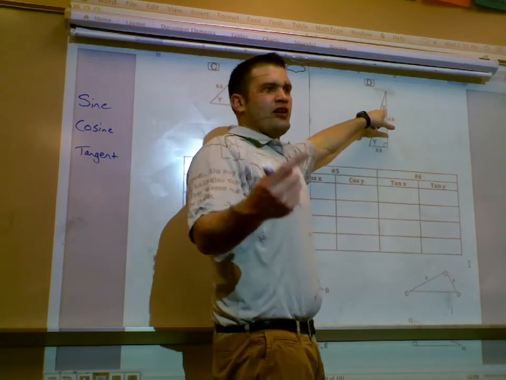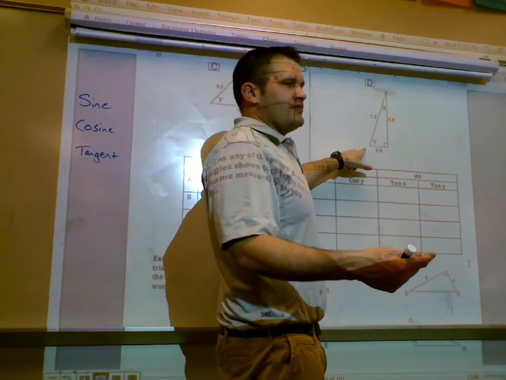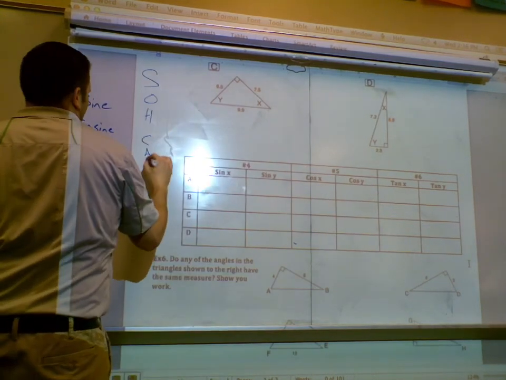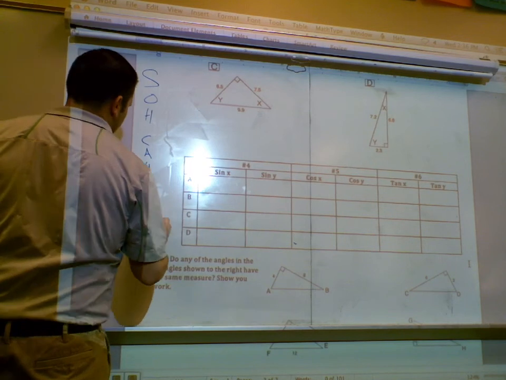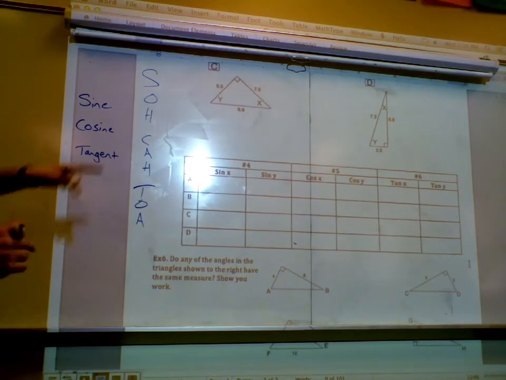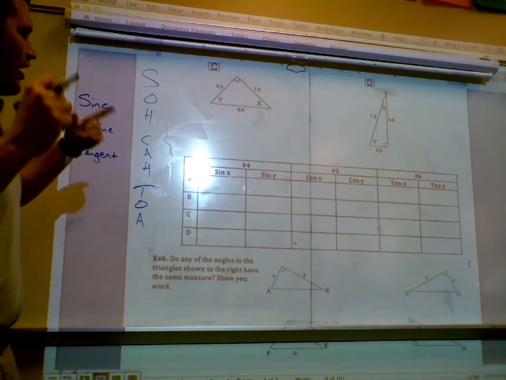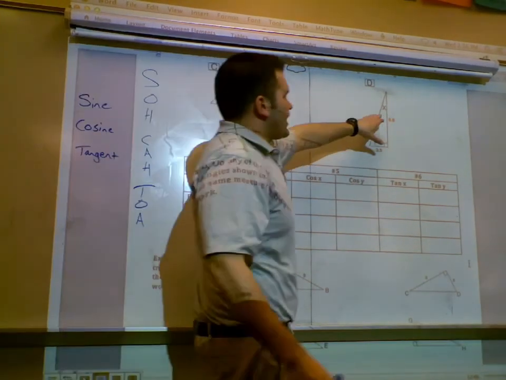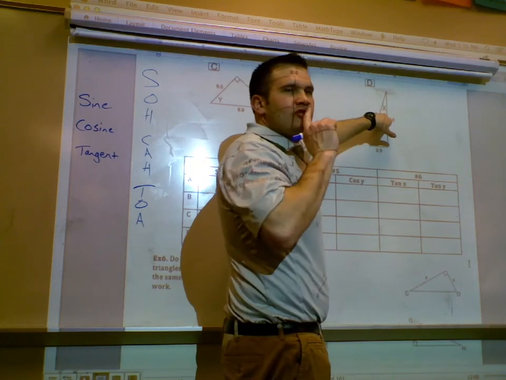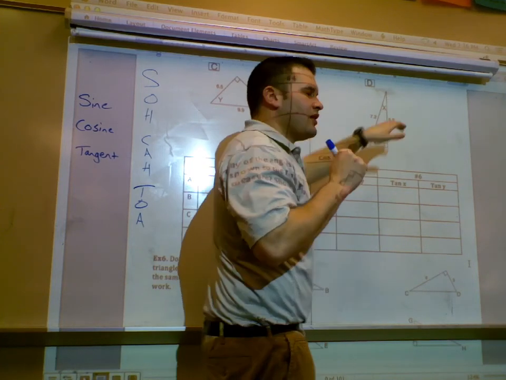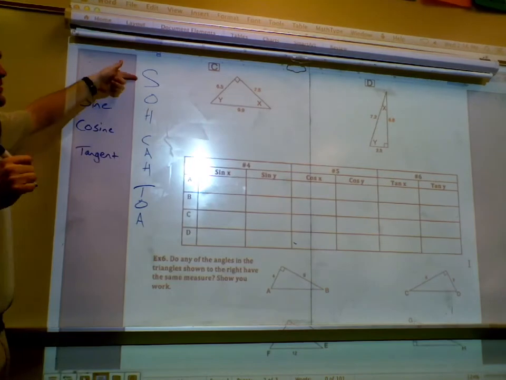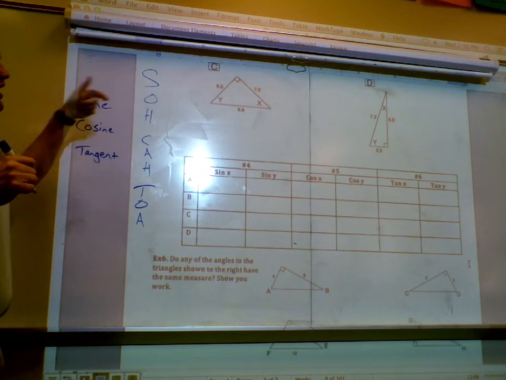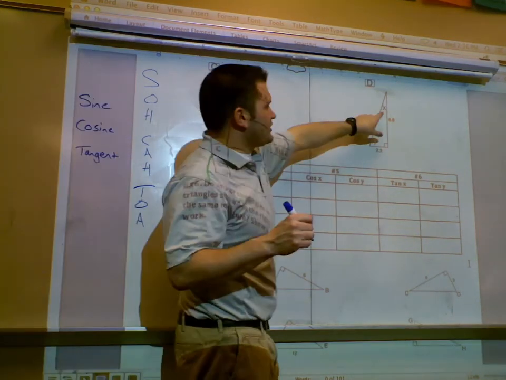X is right here. Y is right here, right? Oh, forgot to write down my acronym. SOHCAHTOA. There's my acronym. Alright, so I want to find the sine of X, right? Here's X. I'm going to do sine of X. Sine is opposite over hypotenuse. Right? So what's opposite X?